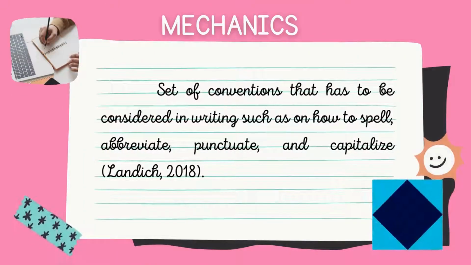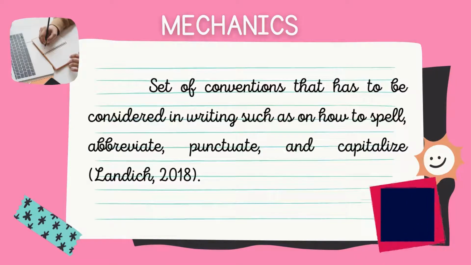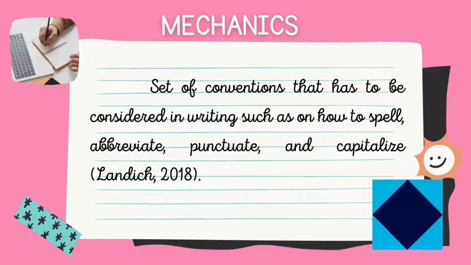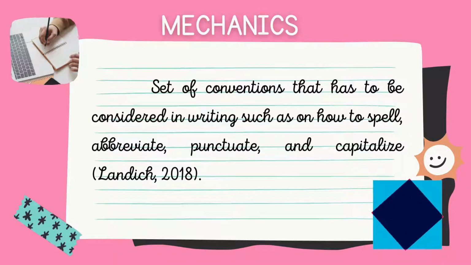In composition, writing mechanics are the conventions governing the technical aspects of writing, including spelling, punctuation, capitalization, and abbreviations. Getting your main points together can be a challenge, and one solution is to put together a draft of main ideas before writing.